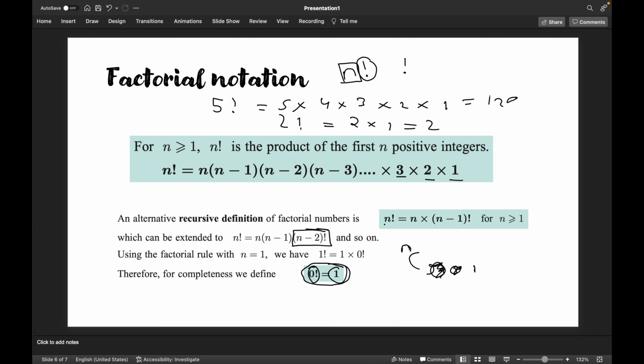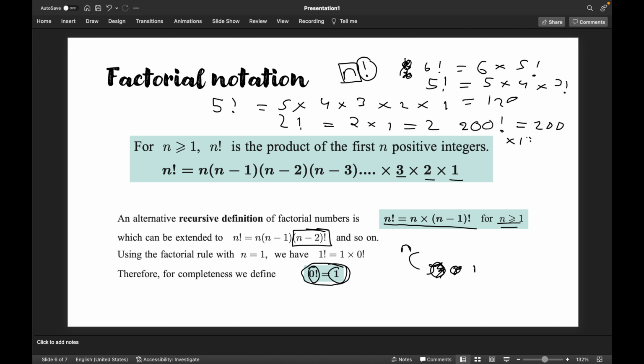And now let's look at this point. It says n factorial equals n into (n minus 1) factorial. So therefore, what we can write 6 factorial as is 6 into 5 factorial. It's essentially the same thing. And 5 factorial can be written as 5 into 4 into 3 factorial. Or we can write 200 factorial as 200 into 199 into 198 into 197 factorial. This is how it works.